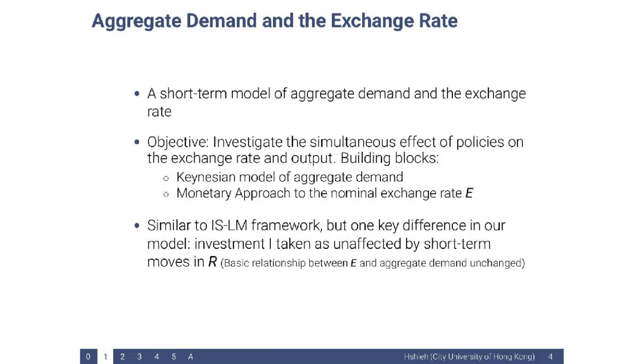After giving you the Keynesian model of aggregate demand, I will merge it with the monetary approach to the nominal exchange rate E. Remember, the monetary exchange rate model is UIP plus the money market, that T graph that's been rotated. I'm going to merge it with that model. In the end, the final graph we want to work with has the exchange rate on the y-axis and output on the x-axis. This is the new model we want to focus on.